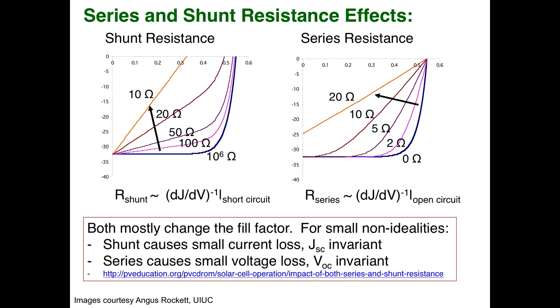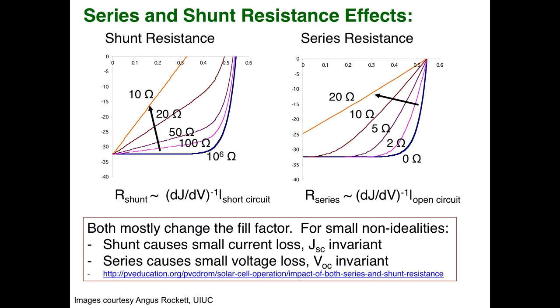So if we look at the effect on JV curves of shunt and series resistance, shunt resistance primarily affects voltage. And you can see as you lower shunt resistance, you essentially turn your diode into a photoresistor, essentially. Series resistance more strongly affects current. So as you increase that, you'll, again, turn it into a photoresistor.